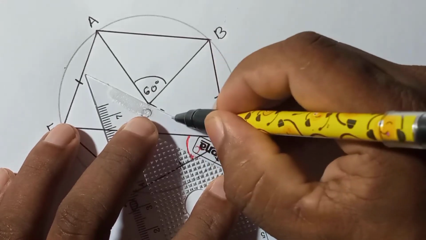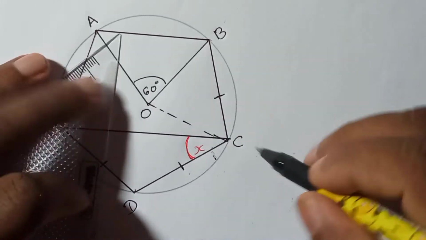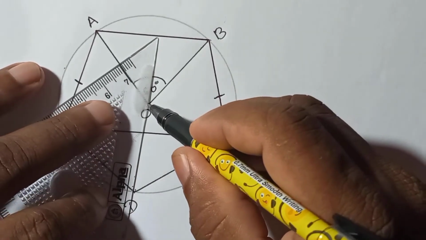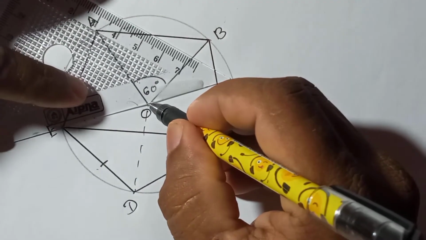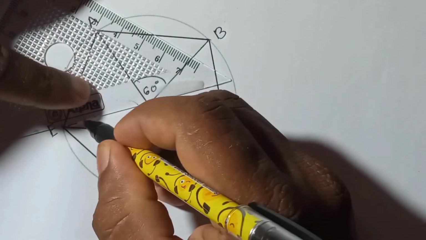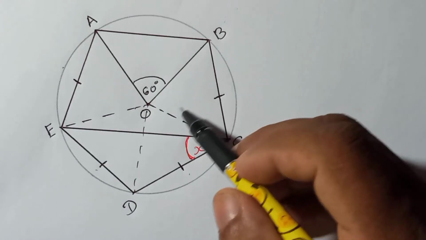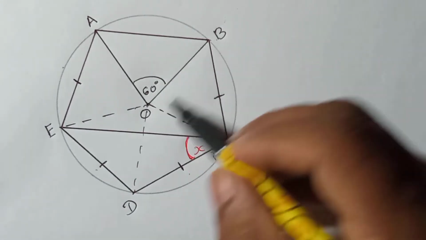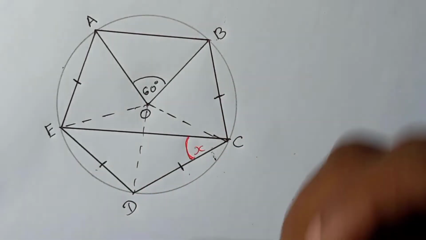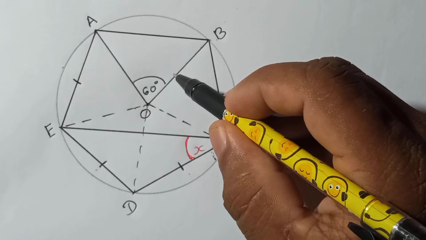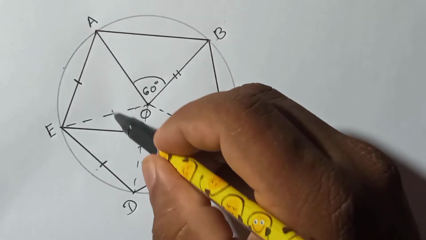But if you draw a dotted line like this way, I will draw it here to get this idea. If I join like this way, you can see OB, OC, OD, OE are radii of the same circle. That means these are equal, right? This equal, I can tell like this way.